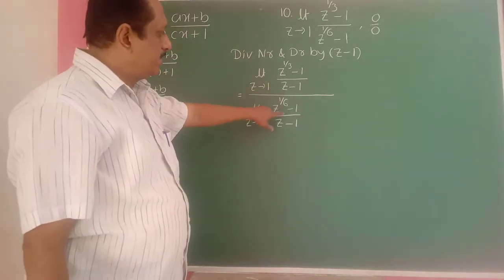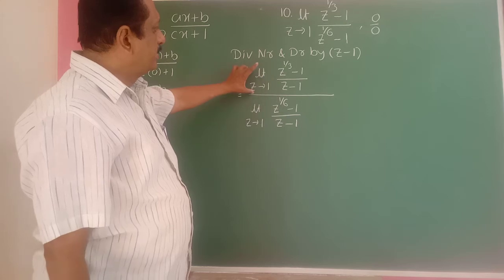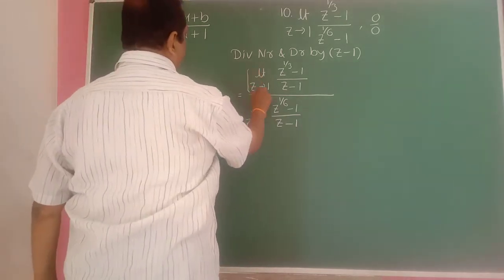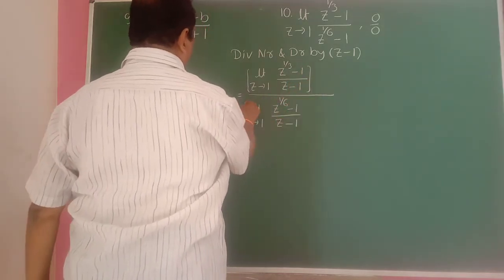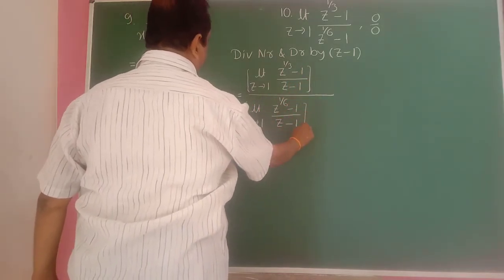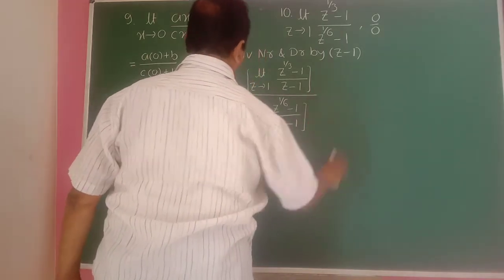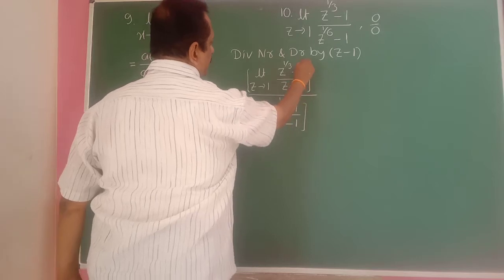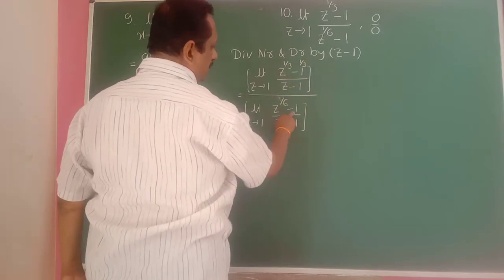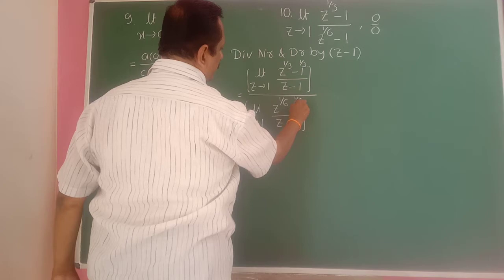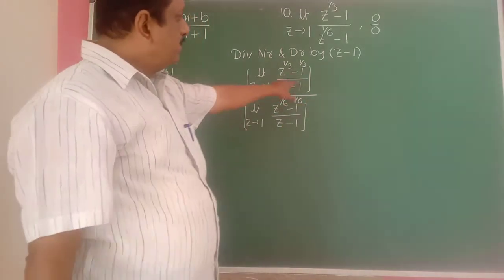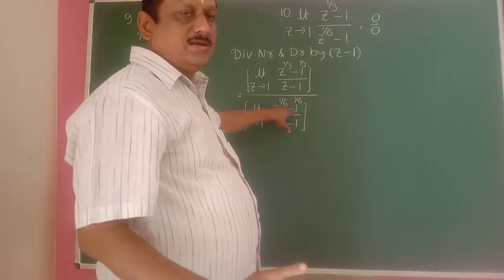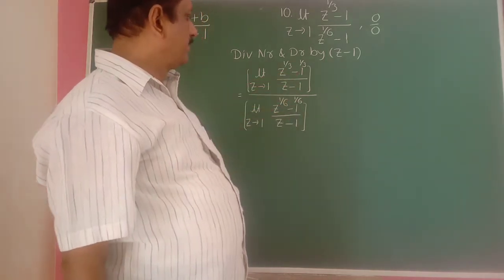Dividing numerator and denominator by z minus 1, and write the numerator limit, denominator also limit here, because you know the algebra of limits. According to algebra of limits, we can write like this. Then again, this 1 can be written as 1 raised to 1 by 3, and this 1 can be written as 1 raised to 1 by 6. 1 raised to 1 upon 3 is 1 itself. 1 raised to 1 by 6, again 1 itself. Therefore, you can write like this.